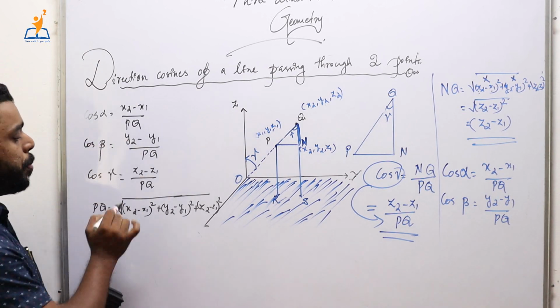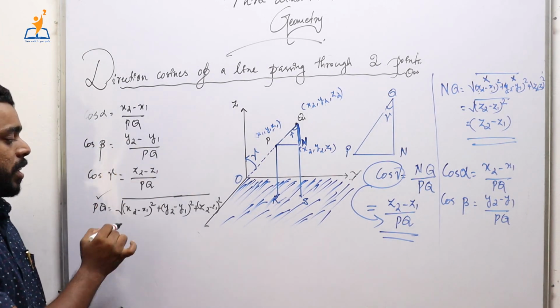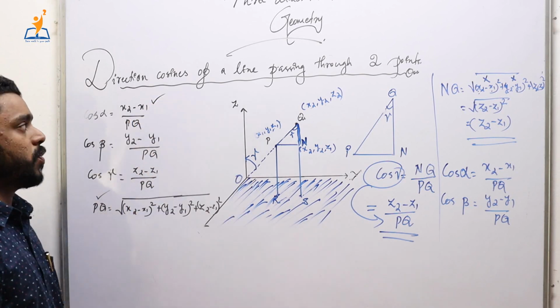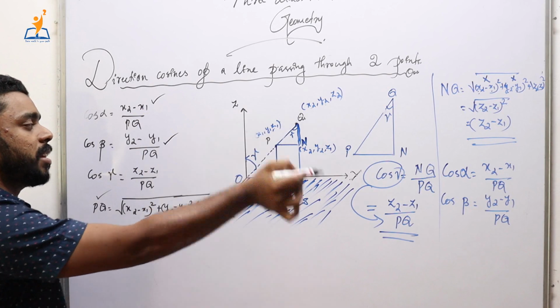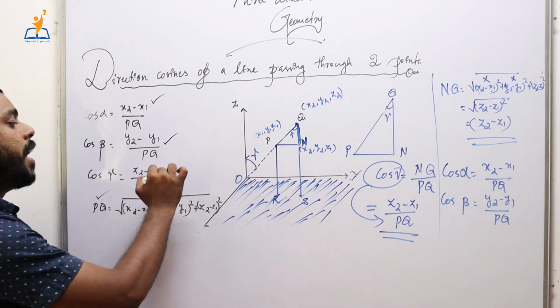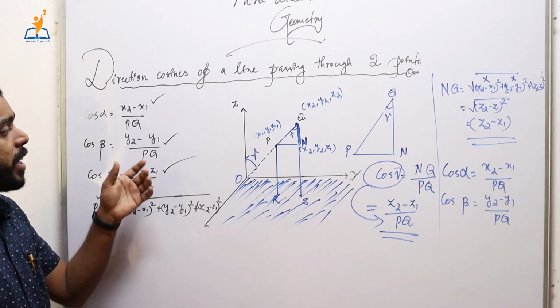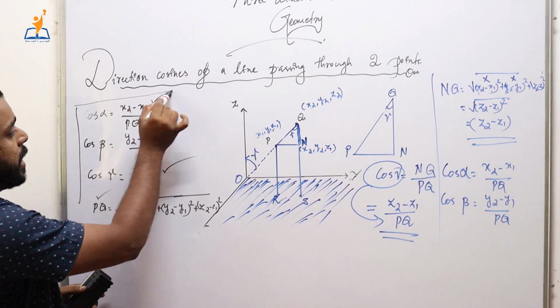Just find PQ, and first you have to find PQ, that is root of this, and cos alpha is nothing but x2 minus x1 by PQ. Cos beta is nothing but y2 minus y1 by PQ, and cos gamma is nothing but z2 minus z1 by PQ. Always remember this result.